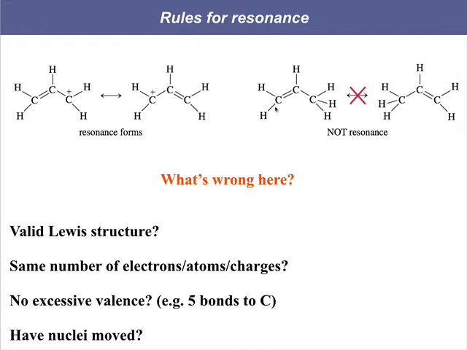But if you think about this as being carbon A, carbon B, and carbon C, we are moving a hydrogen from carbon C to carbon A. And that makes them not resonance structures. In these forms over here, we are not moving any of the nuclei. The only thing that is changing is the electron distribution. So these two structures are resonance structures.